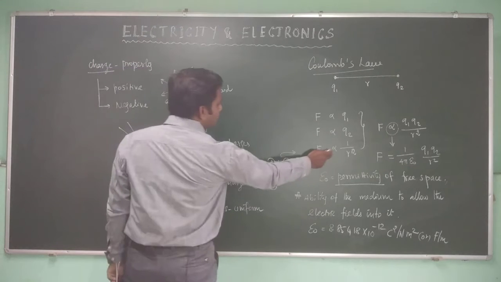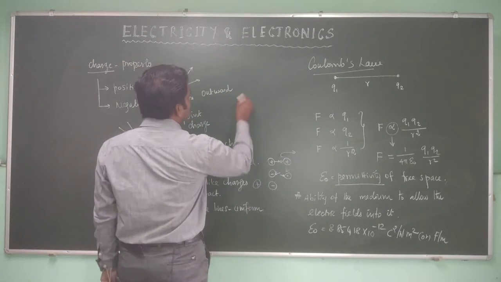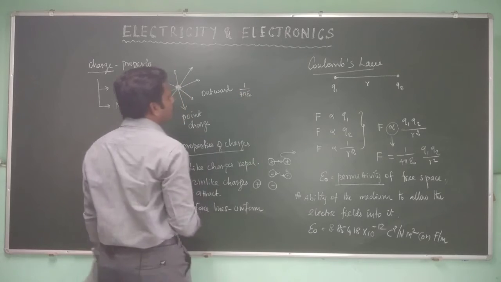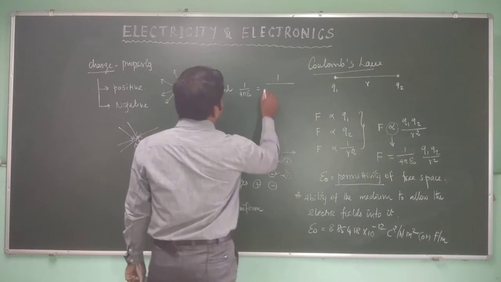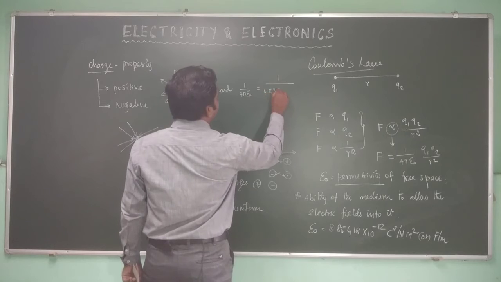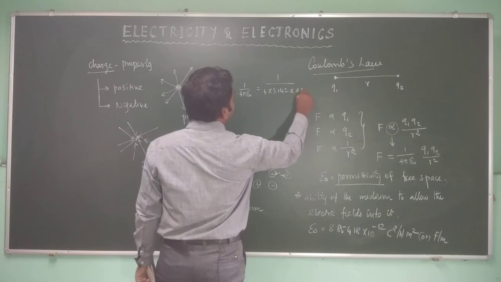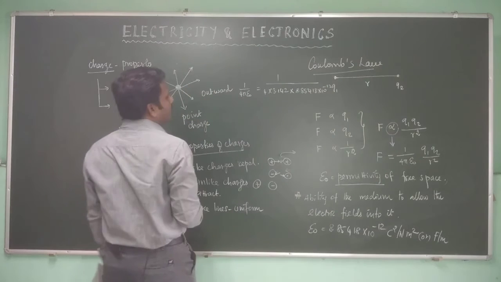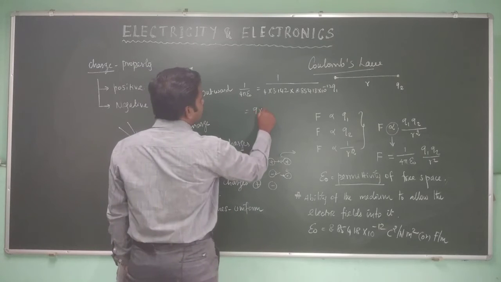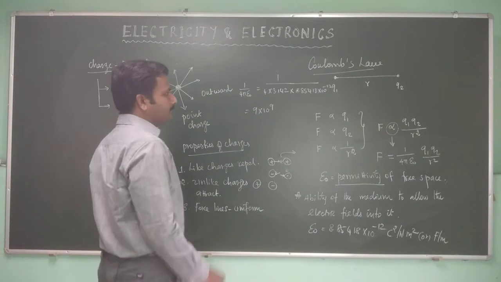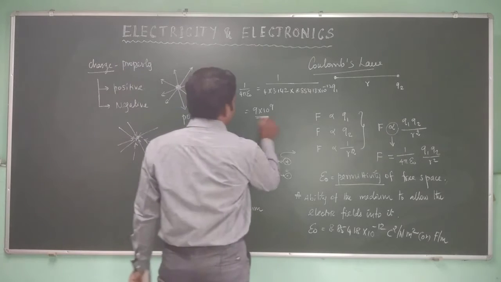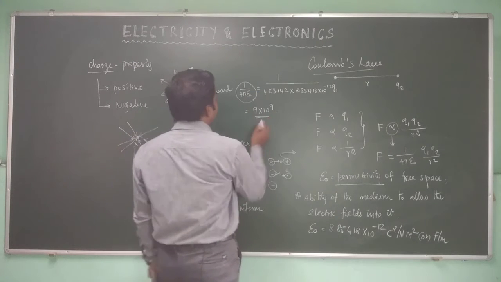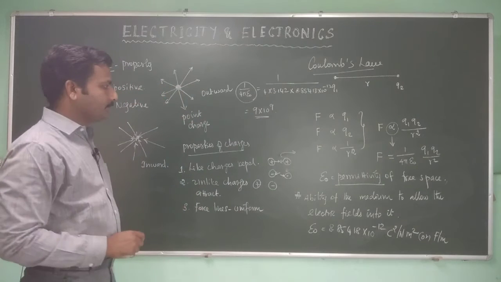See, for this case, now we have proportionality constant 1 by 4 pi epsilon naught. If you substitute epsilon naught here, 1 by 4 into 3.142 into 8.854 18 into 10 power minus 12, if you evaluate this, this will yield you 9 into 10 power 9. And this is the constant. Right? It is the proportionality constant. Okay?